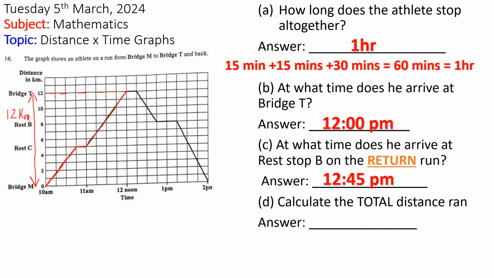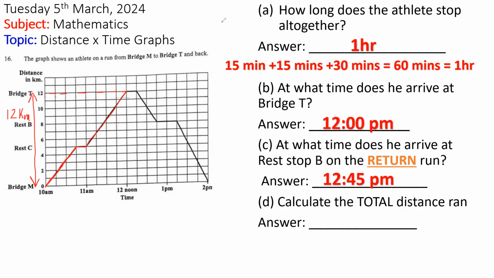Yes, you can. So the distance from bridge M to bridge T is what? 12 kilometers. So what's the total distance that he ran? 24. Who said 24? Why did you say 24? 12 plus 12, because he ran a total distance of 12 ascending, and he ran another 12 kilometers backwards. Very good explanation.